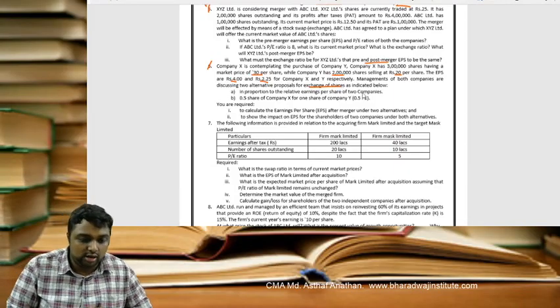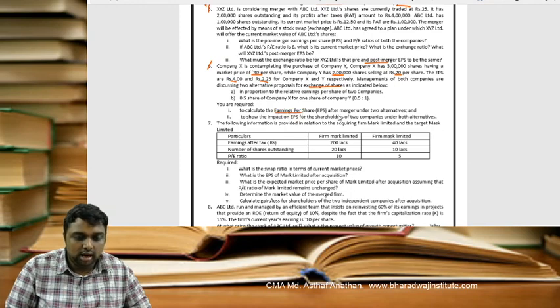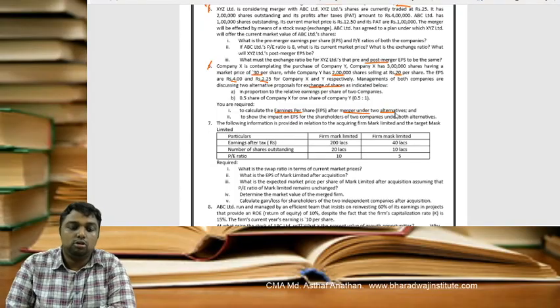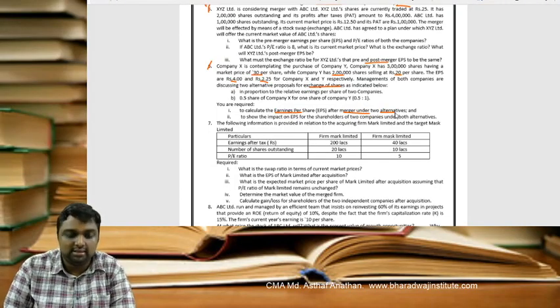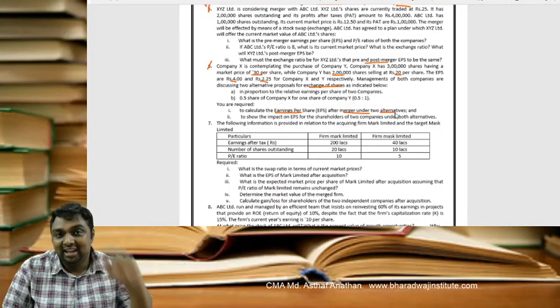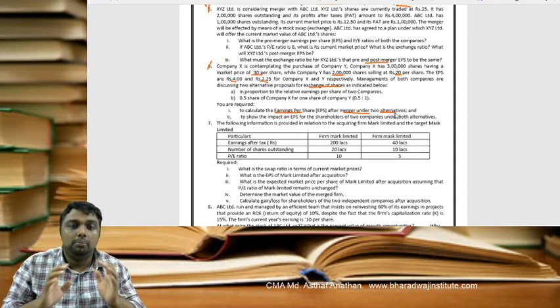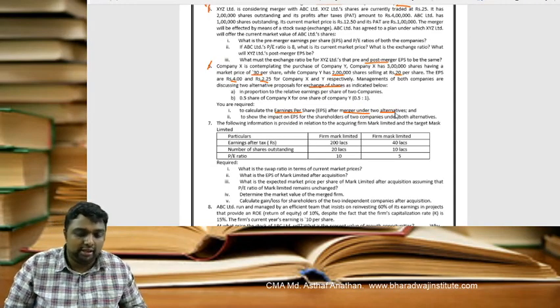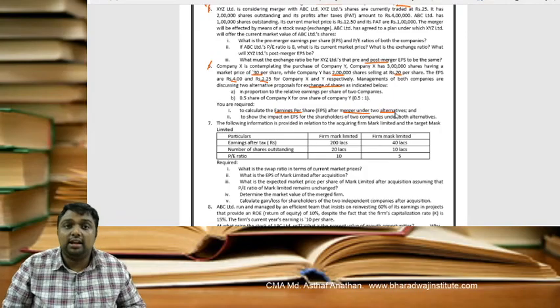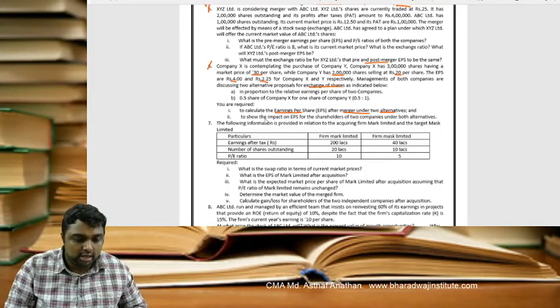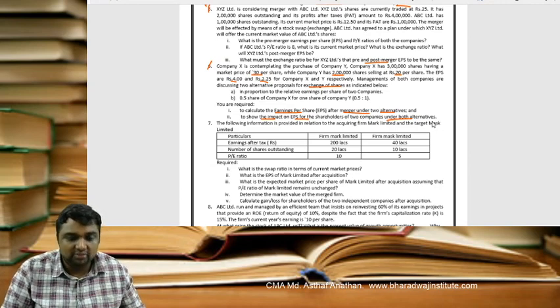You are required to calculate earning per share after merger under 2 alternatives. What you have to do? EPS after merger of 2 companies. See, EPS we know already. After merger also it will remain the same. But for exam purpose we have to work it out and give. Second alternative anyway we have to do. Next, to show the impact on EPS to the shareholders under both alternatives. To show the impact on EPS. Are you ready? Great. So first we will have the data.